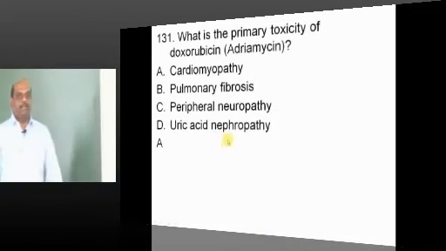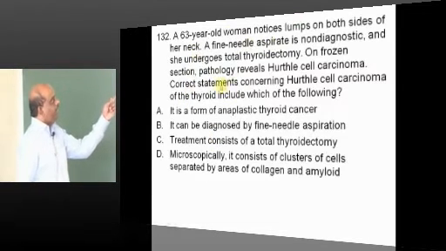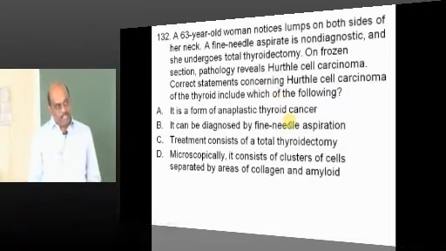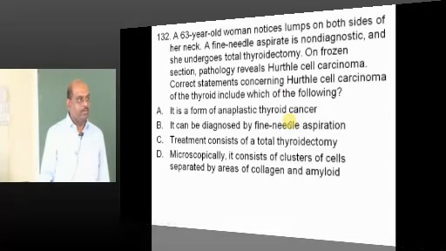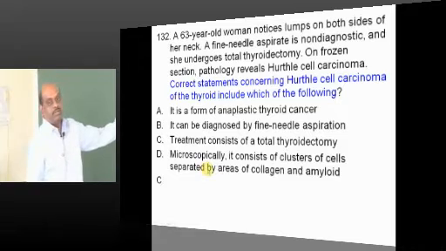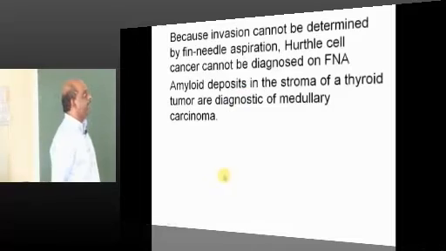What happens with doxorubicin? Cardiomyopathy. 63-year-old with a lump, Hurthle cell carcinoma. What do you want to do? Hurthle cell is a variant of? Papillary or follicular? Follicular. Treatment: total thyroidectomy. Nothing less ambitious than that for this aggressive tumor. Otherwise, recurrence is very high.